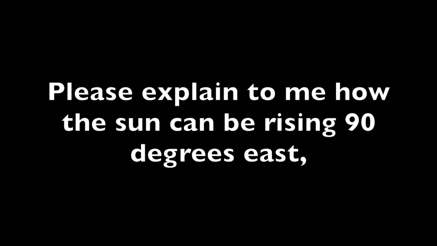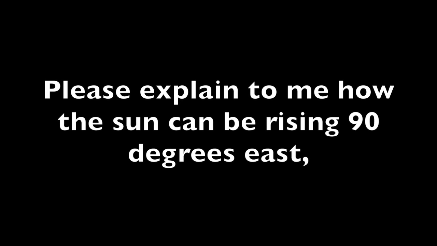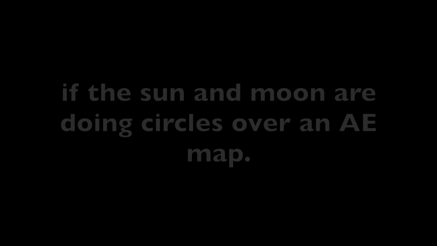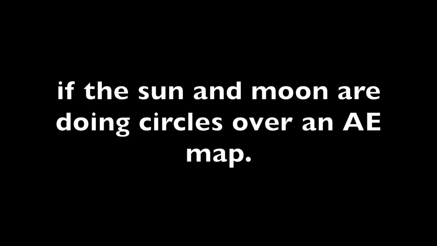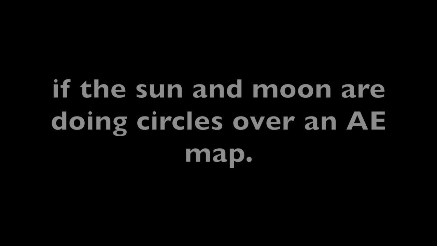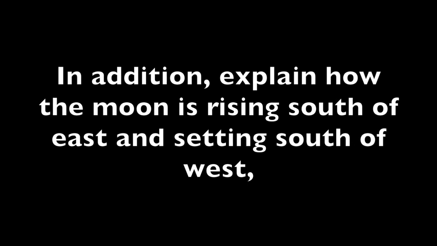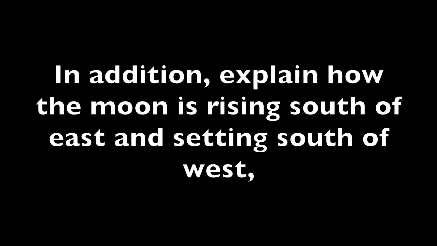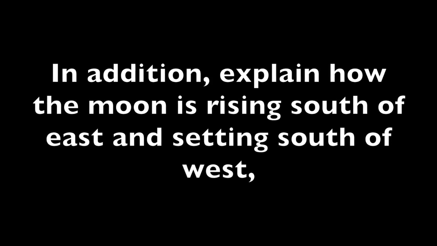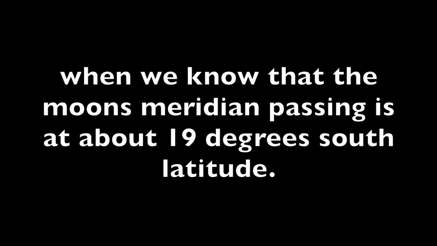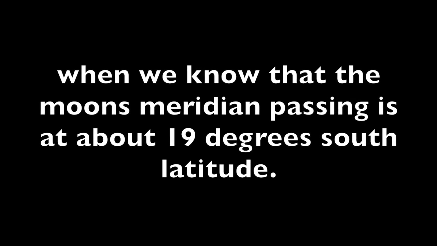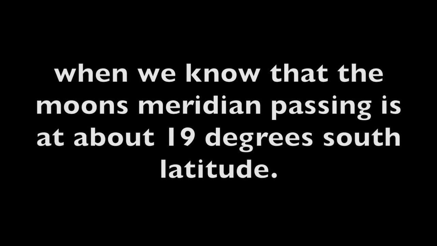The popular flat earth AE challenge. Please explain to me how the sun can be rising 90 degrees east and setting 270 degrees west everywhere on Earth if the sun and moon are doing circles over an AE map. In addition, explain how the moon is rising south of east and setting south of west when we know that the moon's meridian passing is at about 19 degrees south latitude.